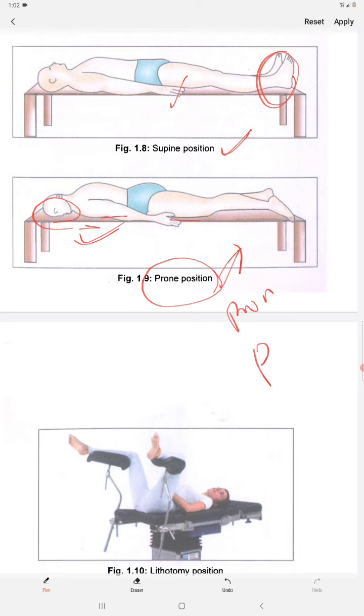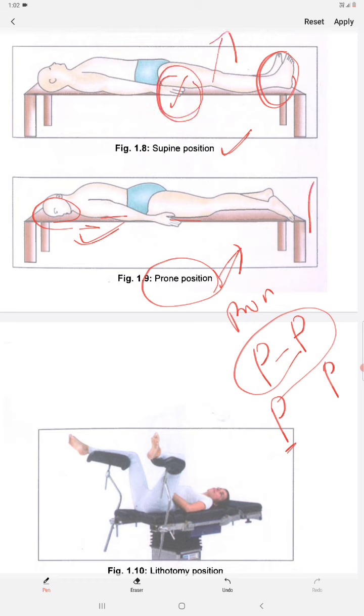You can remember it by this mnemonic, P and P. P for pronation and promise. Like when we promise, the palms are facing downwards, and in the supine position the palms are facing upwards. In pronation, just like a promise, the palm will be facing downwards. This can be remembered by P and P, promise and pronation, and in supination the palm will be facing upwards.